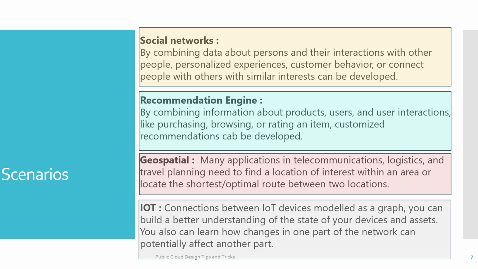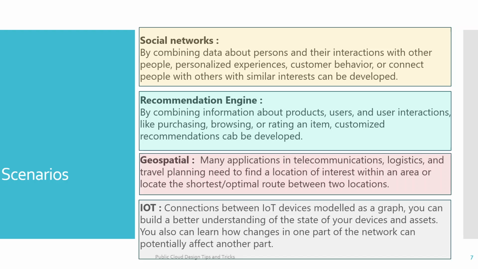Geospatial is applicable for different industries, for example, telecommunication and logistics. You can create a travel plan by collecting different kinds of information across a navigation path, and then also find a location of interest within the area. You can define a shortest and optimal path between two locations. So that is a different scenario.